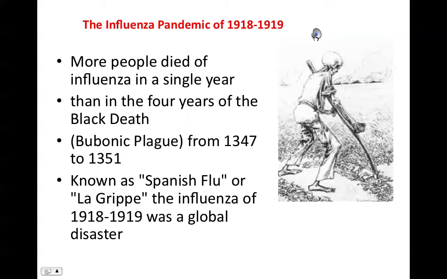Between 1918 and 1919, it's estimated that more people died in that single 9 to 12 month period of time than died in the 4 years in Europe of the Black Death. Now, granted, remember the numbers are pretty much vague estimates, but that's a significant statement.